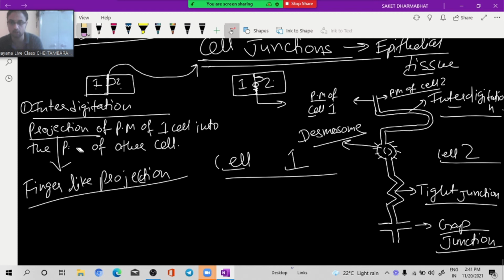I have written it wrong. Here plasma membrane will not come. Here what will come? This side cytoplasm is there, so into the cytoplasm of other cell. Clear up to here? Yes, sir. This is interdigitation. So interdigitation is found exclusively more in where?